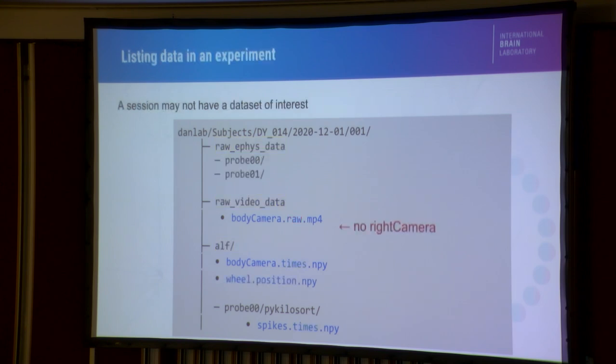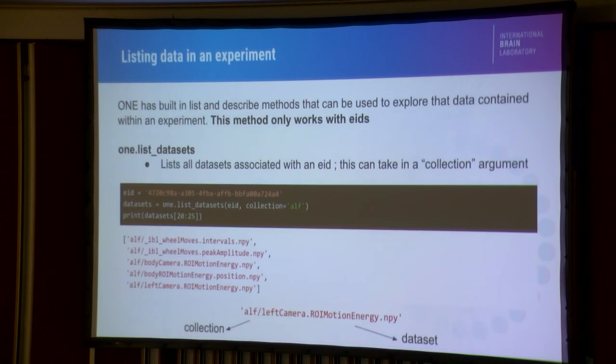It's also important to know that for some sessions, not all datasets are available. This is due to quality control reasons. If, for example, the right camera errored out during the session, in some cases this data won't be available. This is where the list methods come in useful. Given a session EID, you're able to list what datasets are available for that session. Here I introduce just one of these methods, one.list_datasets. You pass in an EID, and you can also pass in an extra keyword argument called collection. What you're returned is a list of all the datasets that are available in that folder. Here you can see we have some wheel and camera datasets that are available in the ALF folder.